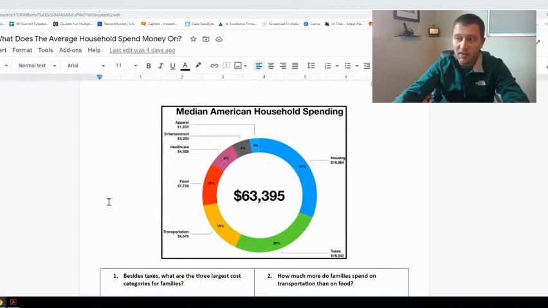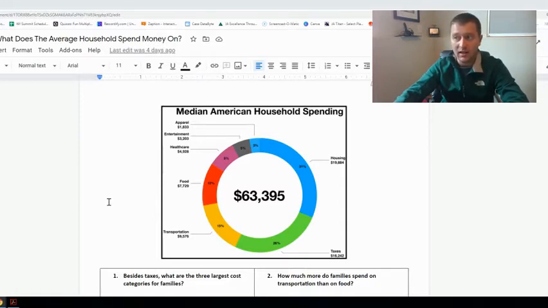About $9,576 is spent on transportation. So transportation expenses, meaning car loan or car payment, right? Gas, insurance on our vehicle, oil changes, car washes, other maintenance on our vehicle. Food. So food, the average American household spends $7,729 on food, so about 12% of spending on food.